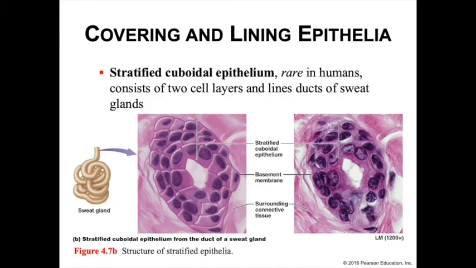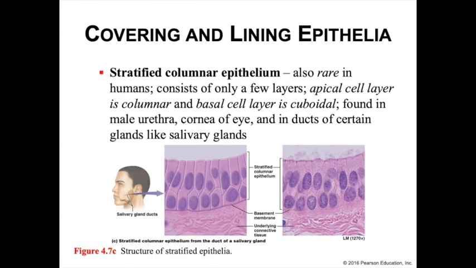Stratified cuboidal, don't worry about these too much. We don't find them very many places in the body, mainly just sweat ducts is the main place we're going to find them, so don't worry about those. Stratified columnar, there again, we don't find actual stratified columnar too often. We find pseudostratified columnar a lot, but not straight stratified. We find them in salivary glands, some parts of the eye, some parts of the urethra, but there again, really rare. Don't worry about those.